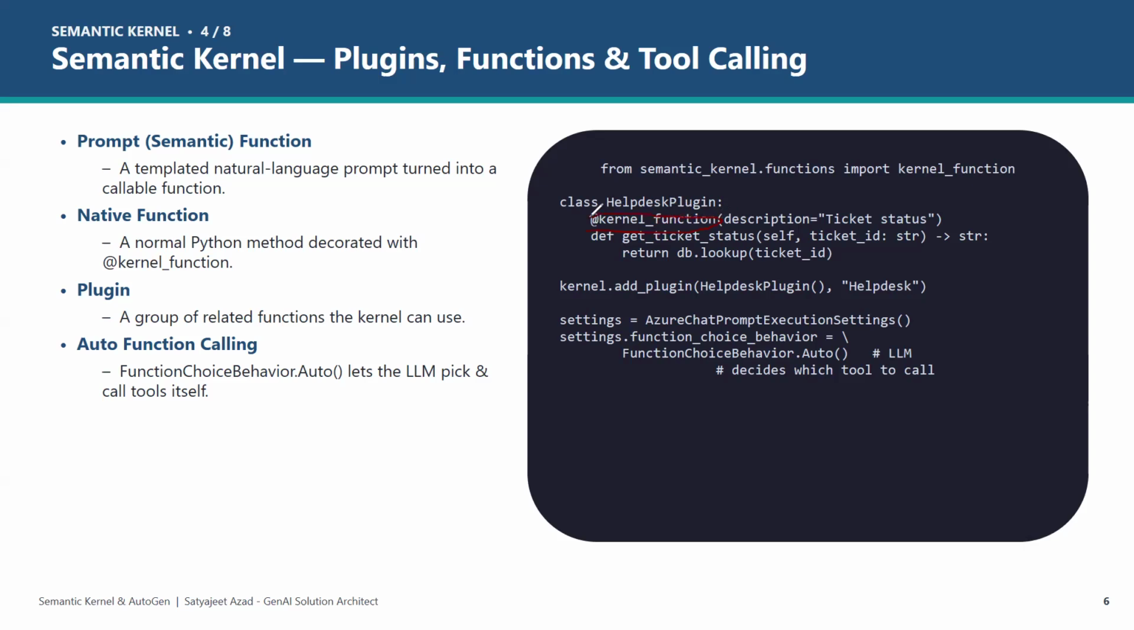Within this class, HelpDeskPlugin, this is one class, and within that we have defined one function. This is a decorator function, and within that we have get_ticket_status. When it comes to native functions, it's a normal Python method. So what is the method here? You have this HelpDeskPlugin, and this is now a method.